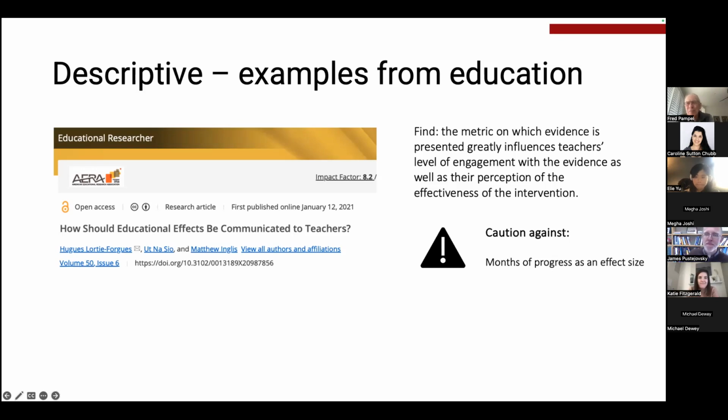Hi, I work for Blueprints for Healthy Youth Development, and awesome, we find that this kind of design for communicating meta-analysis is very, very useful.